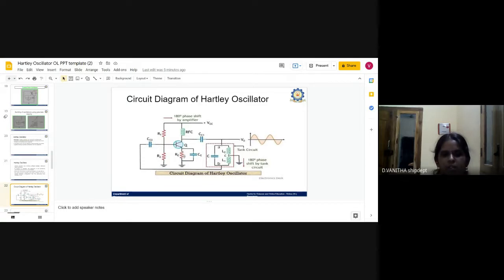The emitter end is grounded by a circuit of resistance and capacitance connected in parallel to each other. By using this tank circuit, a 180-degree phase shift of oscillations is produced. The output of this Hartley oscillator is a sine wave.